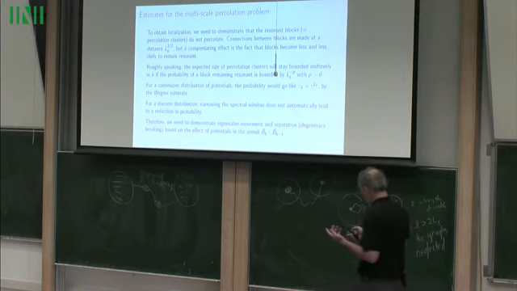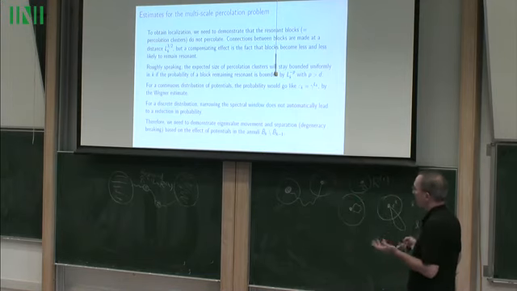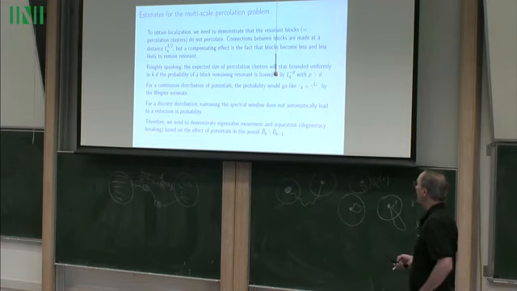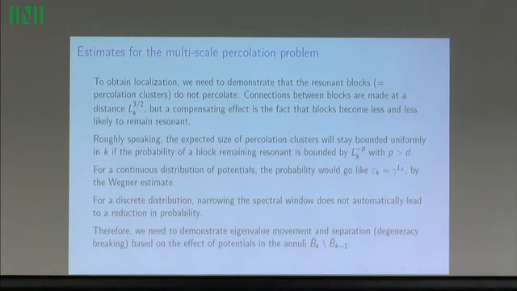So it really comes down to the fact that localization can be thought of as a situation where there's no percolation of resonances. Now we're making connections on longer and longer distance scales, but the blocks are also being dropped. So there's two competing effects. They get bigger, but we drop some of them, and we have to make sure that one effect dominates the other.